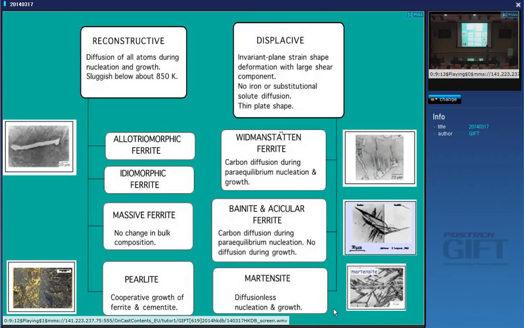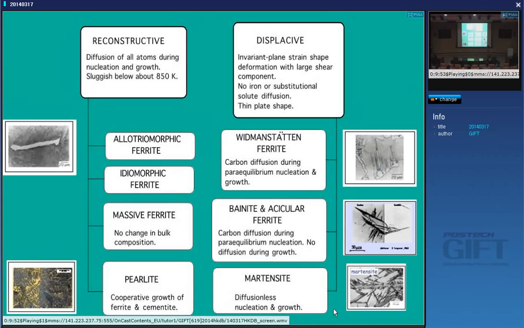So if you look over here, this is what many people call grain boundary ferrite. I'll explain the term allotriomorphic later. This is intragranularly formed ferrite. I will explain this later, massive ferrite. And pearlite you might be familiar with, which is a mixture of cementite and ferrite. And all of these transformations involve diffusion, even if it is pure iron. Okay? Even if the ferrite is forming in pure iron, there must be diffusion for these transformations to happen. I'll explain why later on.